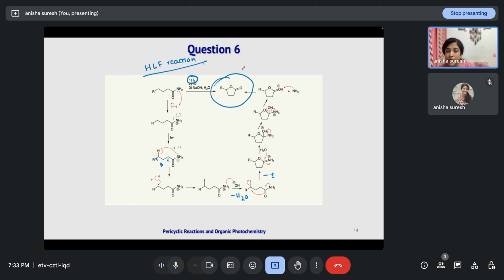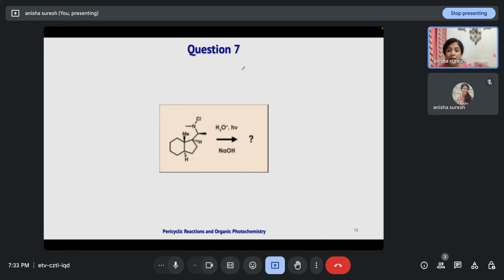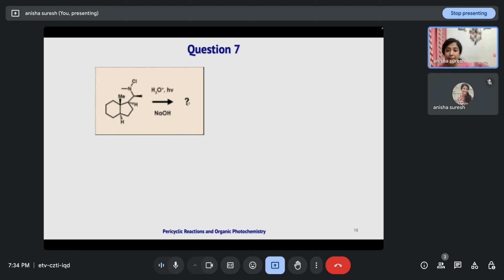If there are no further doubts, we can move to question number 7. So here a halonitrogen species is given. Okay, so this is also an example of HLF reaction, that is Hoffman-Loeffler-Freytag reaction. So in the presence of H3O plus, this nitrogen will get protonated, and that in the presence of H nu, the NCl bond will be cleaving, which will undergo this Hoffman-Loeffler-Freytag reaction, resulting in the formation of pyrrolidine or piperidine derivative. Now we will see the mechanism.